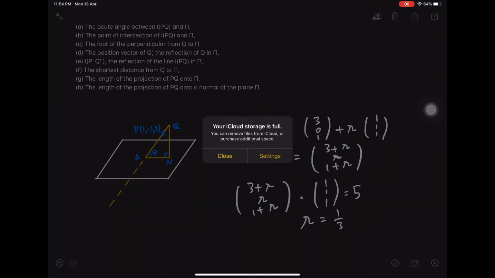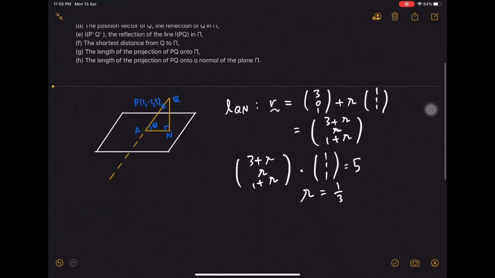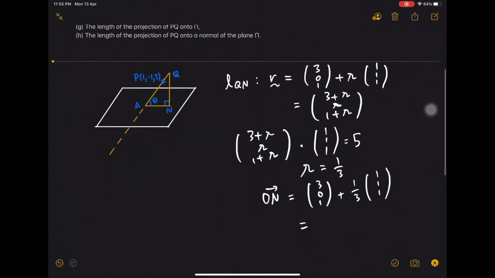To find the coordinate of N, we just have to substitute this 1 over 3 into the equation of the line QN, and there you go, you get the coordinate of N. So you get my ON there. We have my ON to be (3, 0, 1) plus this. Once you solve this, you're going to get 10 over 3, 1 over 3, and 4 over 3.